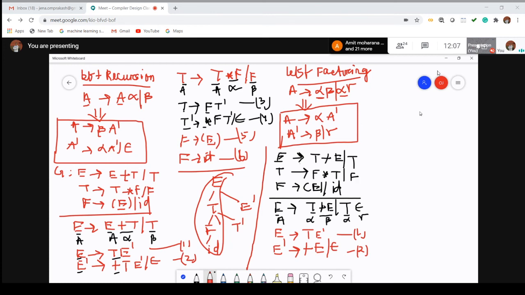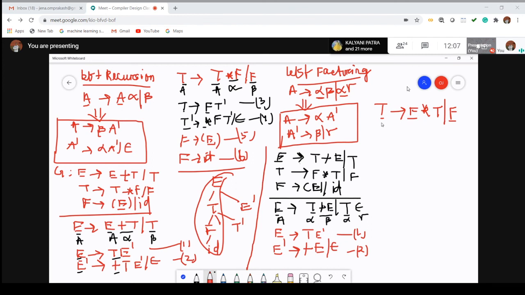Second, for the production T to F star T or F. Okay, now you can check the left hand side equal to T, first element equal to F. It is not same, so left recursion does not exist. Here it is F, here it will be F, both are same, and the right hand side of multiple productions are same, hence there exists a left factoring.